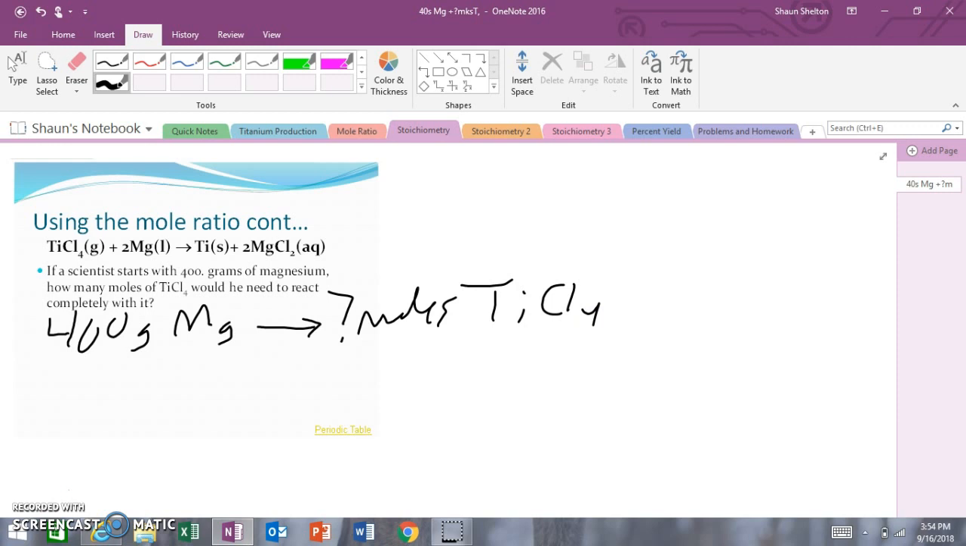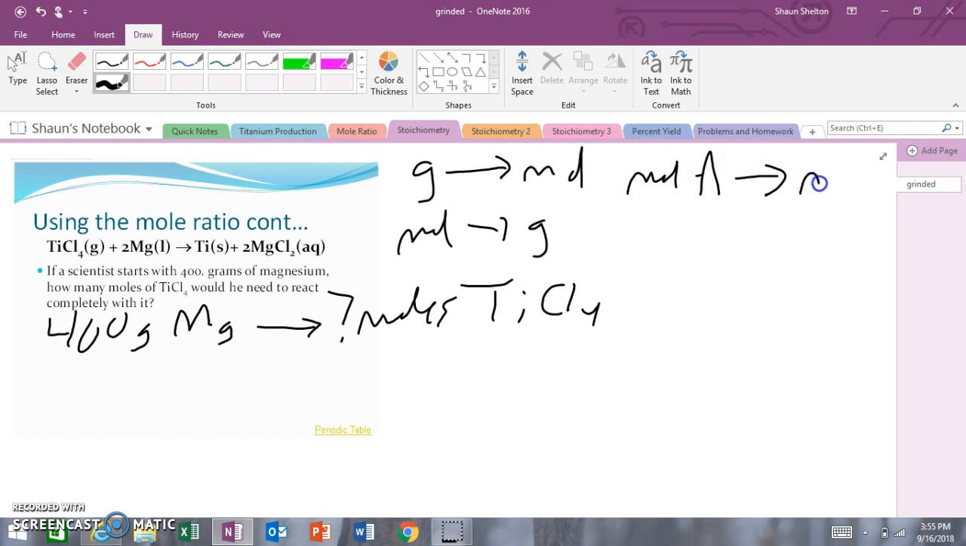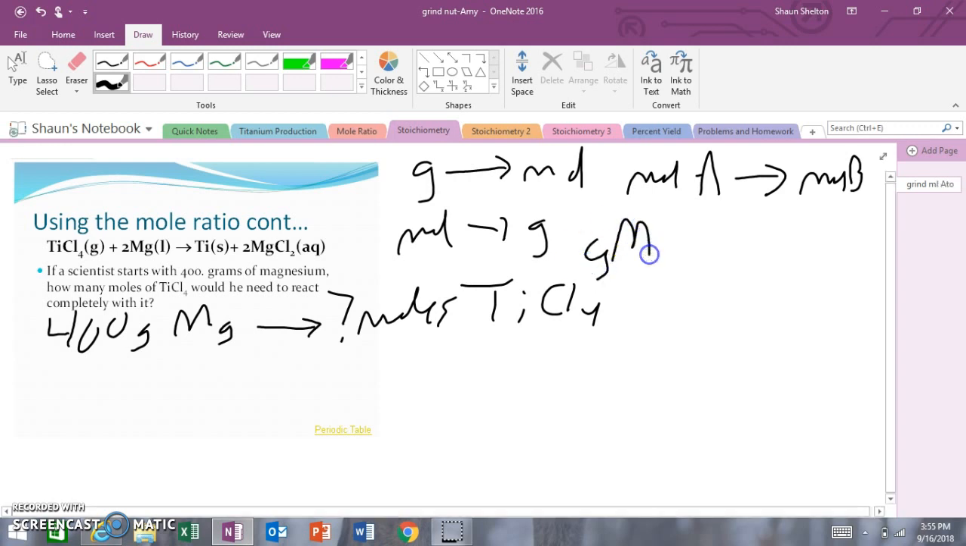So you have to have a setup here. You have to figure out what pathway you're going to want to go. If you remember before, we talked about the road maps. You have grams to moles, you have moles into grams, and now we have a new one, moles of A converting into moles of B. If you pay attention here, we're going to start off with grams of magnesium, so we're going to convert grams of magnesium into moles of magnesium.